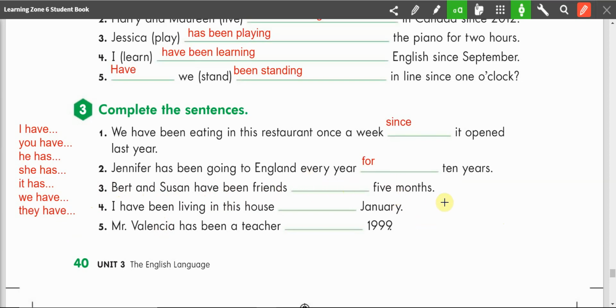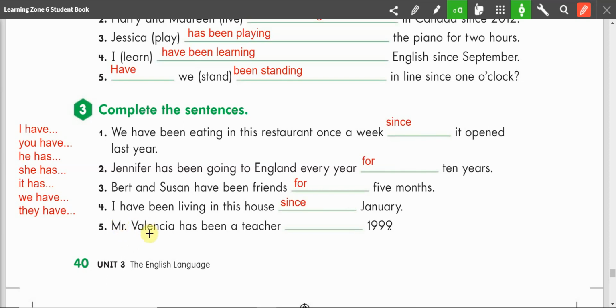Number 3, Bert and Susan have been friends, blank 5 months. Is this 5 months? Is that a quantity or is that a point in time? All right, 10 years is a quantity, so 5 months is also a quantity. So this one will be for 5 months. Number 4, I have been living in this house blank January. Is January a quantity of time or is it a point in time? It is a point in time. So we need to use since.